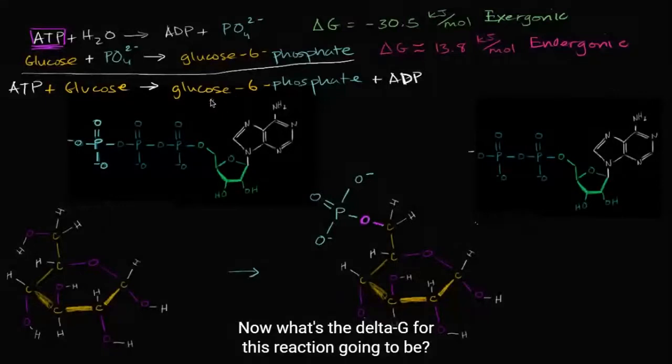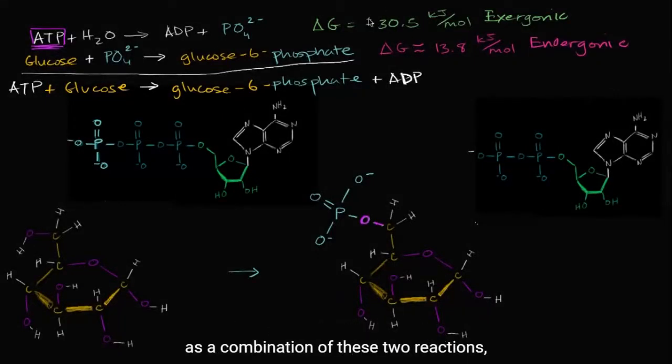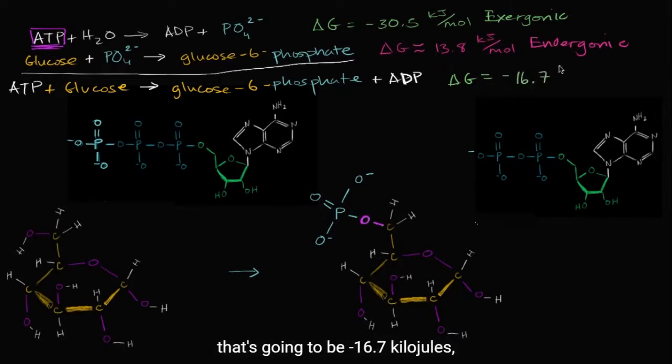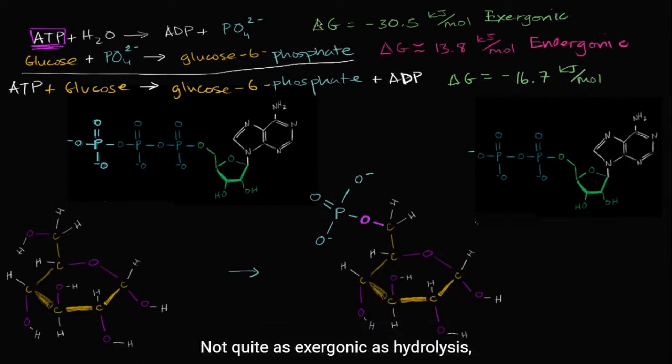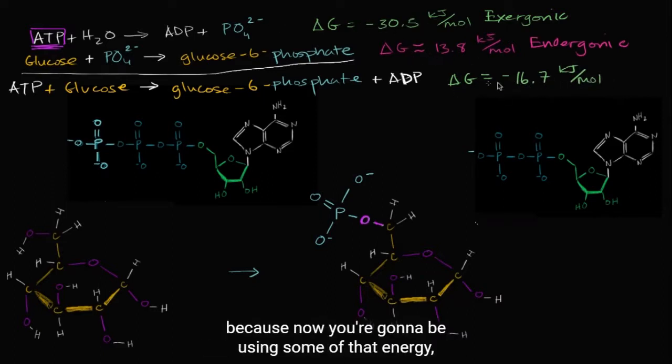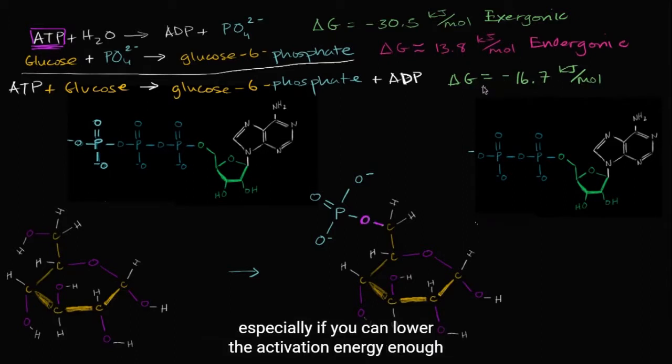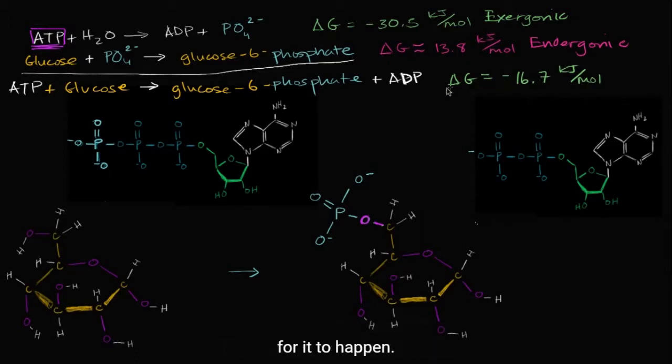What's the delta G in this reaction? Well, it's a coupled reaction. View it as a combination of these two reactions. And so, roughly speaking, you can just add the delta G's. So if you add the negative delta G, exergonic, and this positive delta G, you're going to get negative 12.5 plus 13.8. It's going to be negative 16.7 kilojoules. And so this coupled reaction is going to be spontaneous. It's actually using ATP hydrolysis because I'm using some of that energy. But this can happen spontaneously, especially if you can lower the activation energy.